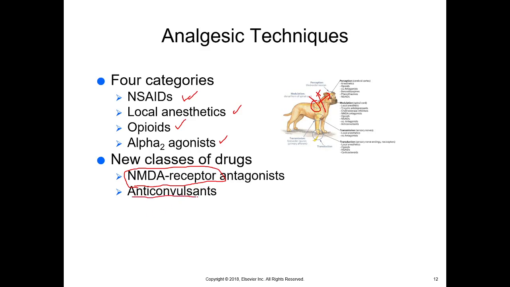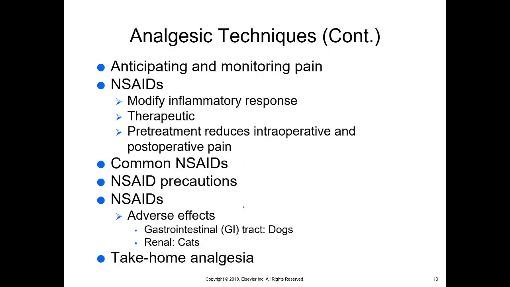And then also anticonvulsants like phenobarb or gabapentin deaden those nerve endings, keep those synapses calm, and keep things from being passed along. So we want to anticipate and monitor pain. With NSAIDs, these are going to modify the inflammatory response, so it decreases the inflammation, which is not going to irritate the nerves. It's therapeutic, and we can use this as a pre-treatment to reduce intraoperative pain and postoperative pain.